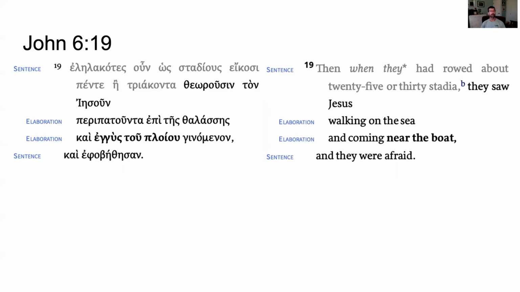But look at what happens with theorousin ton Iesoun. So you've also got a historical present. But the elaborating participles that follow describe essentially what they see: see him walking on the water and coming near the boat. So all of these things end up setting the stage. I mean, they're both technically adverbial participles. Some come before, some follow, but we see a difference, and Diesel's explanation is really helpful. These that follow tend to have a closer semantic relationship than those that precede.